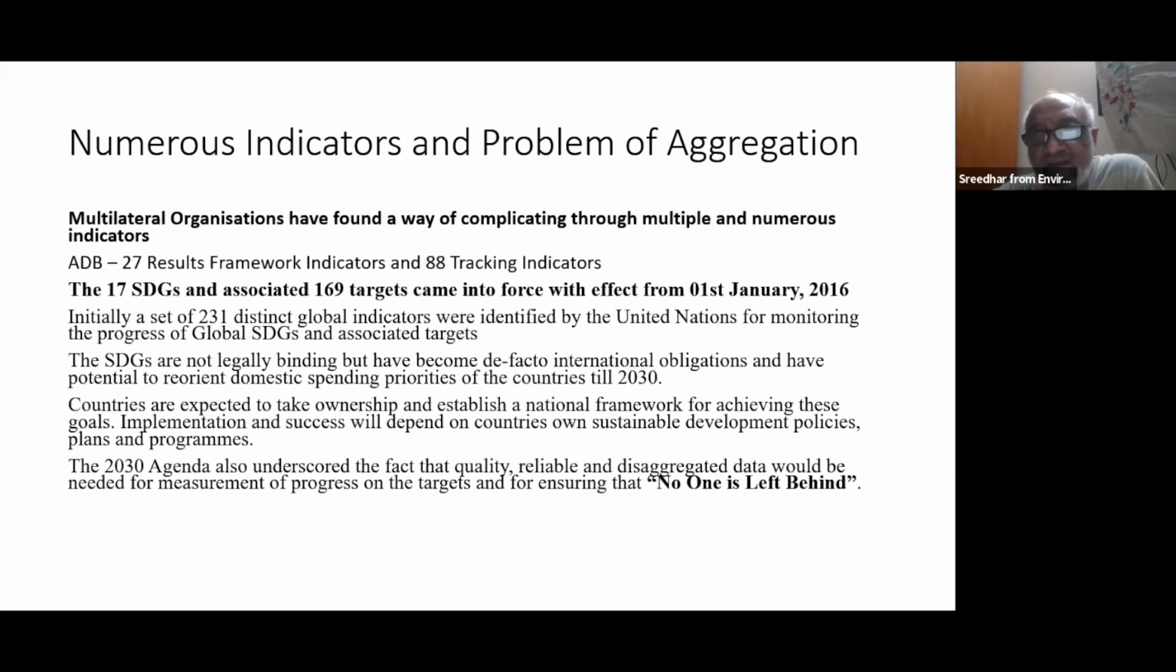When you look at not only ADB, but most other multilateral organizations, for instance, how do you track? What we are finding is like the SDGs, you create numerous indicators, which are incompatible in some cases, and there is a problem of aggregation. So as a result, you don't know anything.